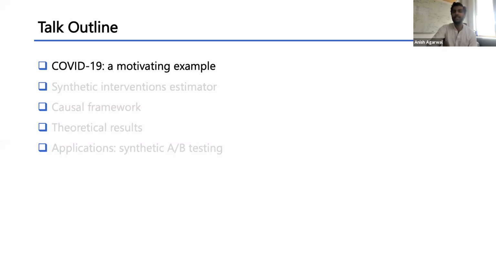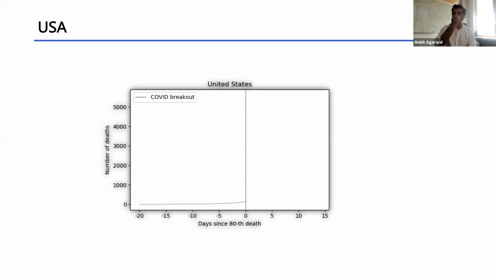So let's begin with the COVID-19 motivating example. Here we have a plot of the US. On the y-axis is the number of COVID-19 related deaths in America. On the x-axis is the days since the 80th death. So 0 represents the day that America reached its 80th death. Many epidemiologists consider this the start of a COVID-19 outbreak in any country. As you can see, before day 0, the number of COVID-19 deaths was relatively flat. And after day 0, there was an exponential rise in the number of COVID-19 deaths in the US.